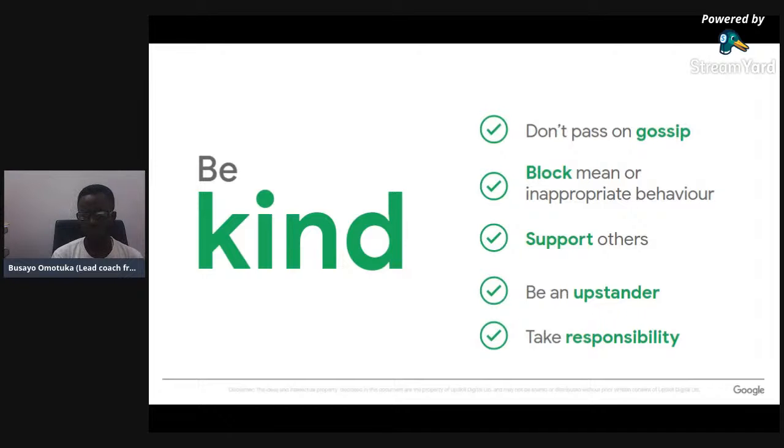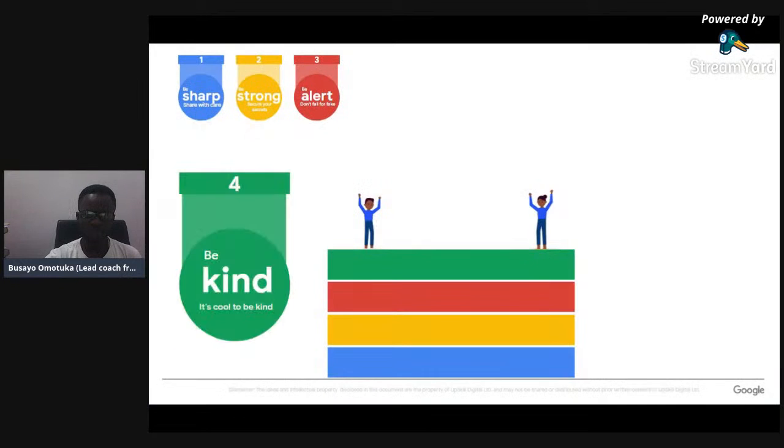Don't block mean or inappropriate behavior. Support others. Be an upstander. Take responsibility. Looking at this, with what I've already mentioned, we can see it goes hand in hand. It complements each other. So teachers will endeavor to train their students and let them be aware of all this. So again, congratulations to us. We just finished another aspect.